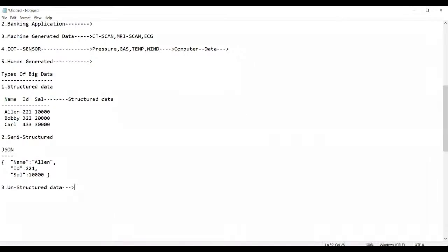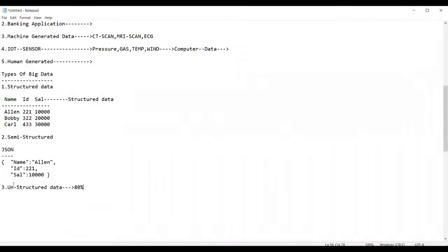There will be no proper structure. All that data is called what? Unstructured. 80% of the data across the globe, we'll get it in what? Unstructured format only.